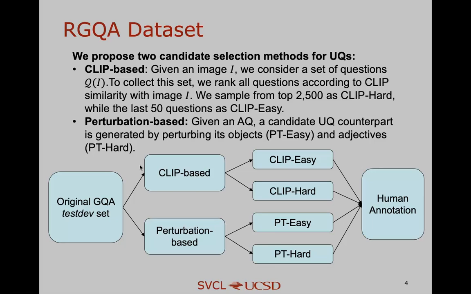In response to these challenges, we propose two candidate selection methods, clip-based and perturbation-based. For each of these methods, we propose to split them into two subsets, an easy version and a hard version. For clip-based, we first rank all questions for each image according to CLIP similarity score, and then choose the most similar ones as hard, and the most dissimilar ones as easy. For perturbation-based, we perturb the objects or attributes in the questions with semantic parsers. Finally, all those candidate questions are annotated by humans.